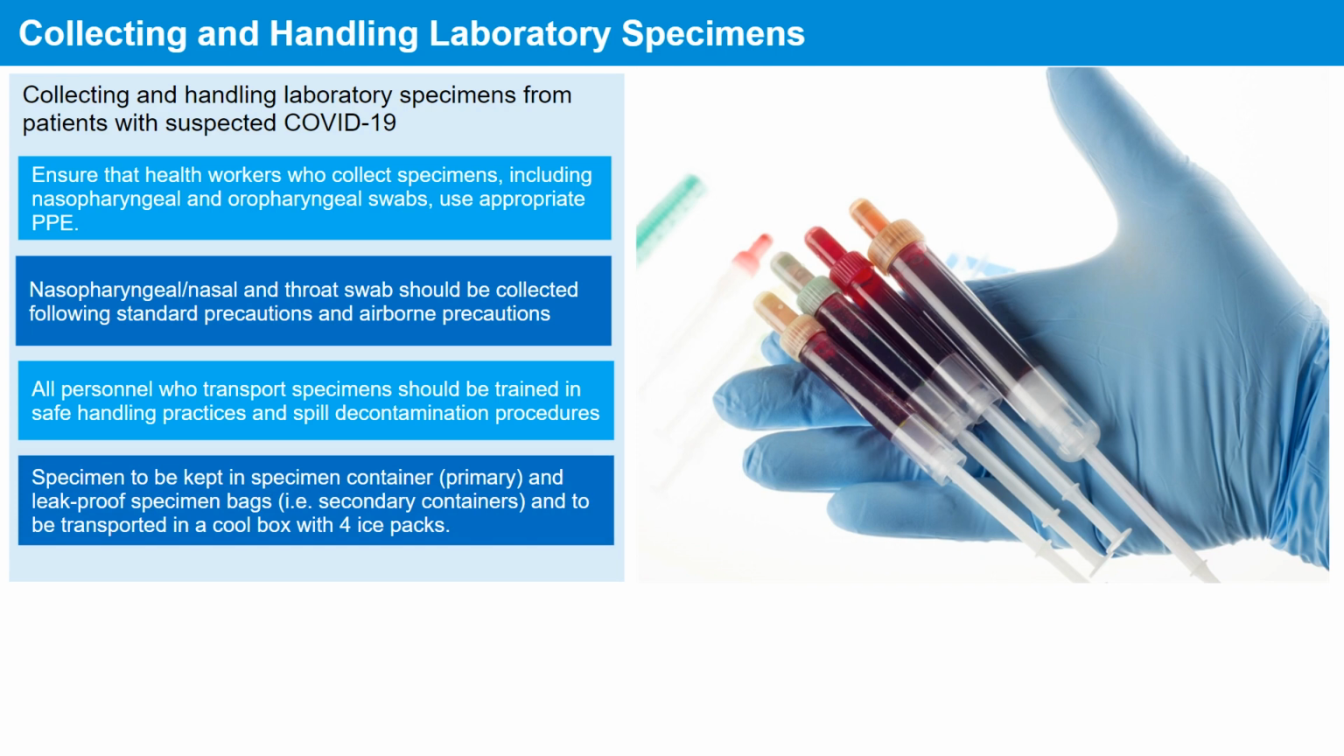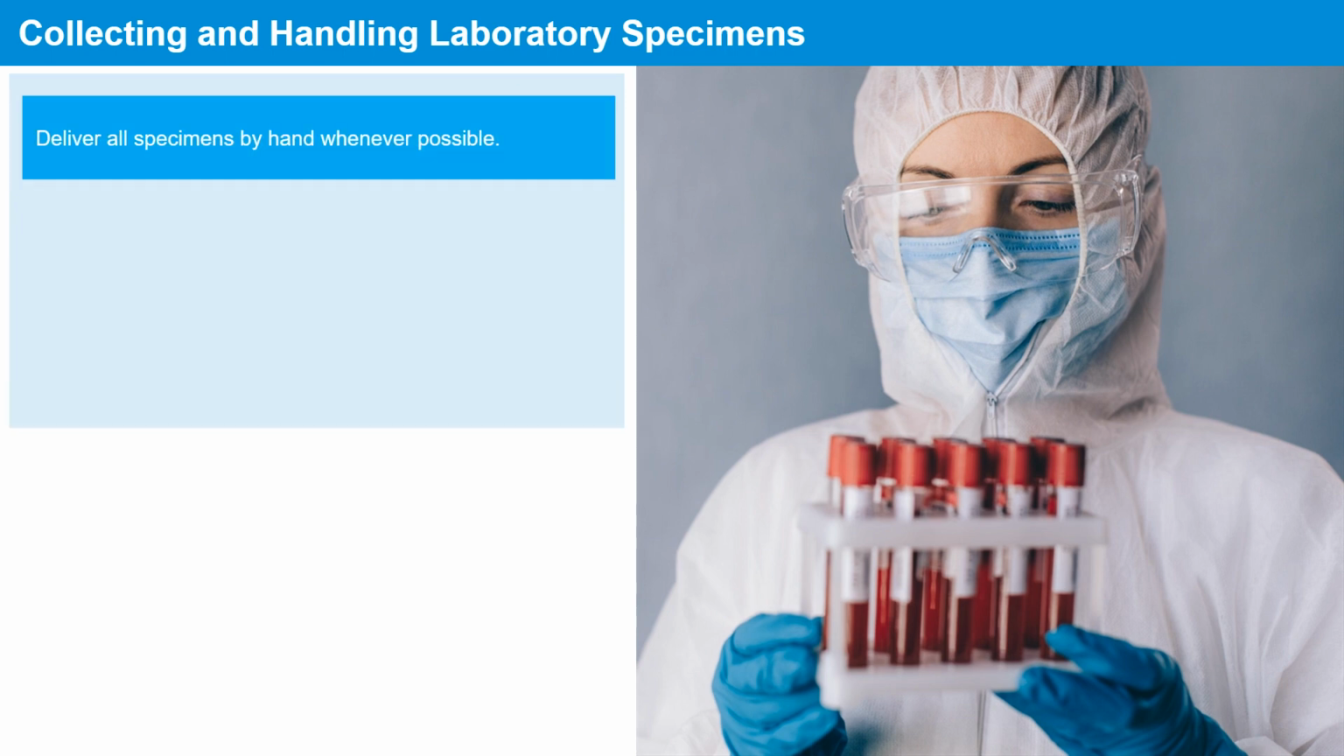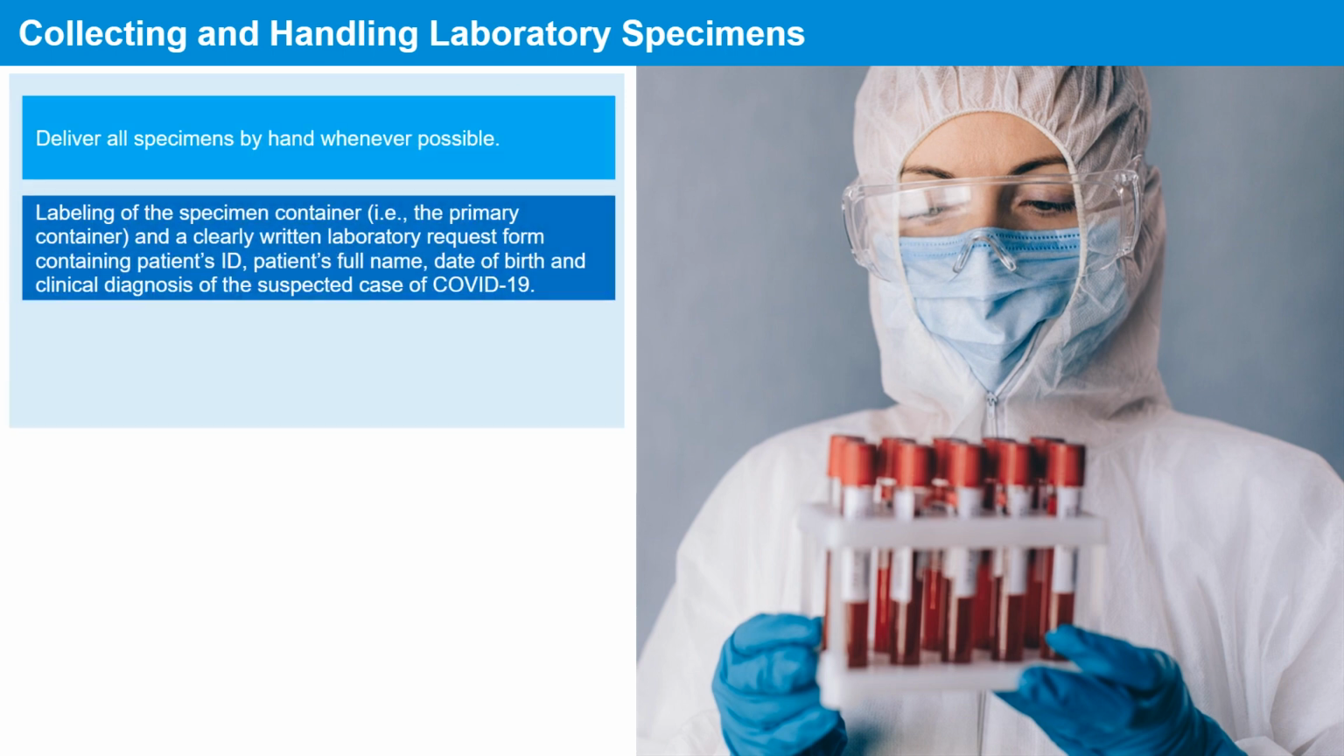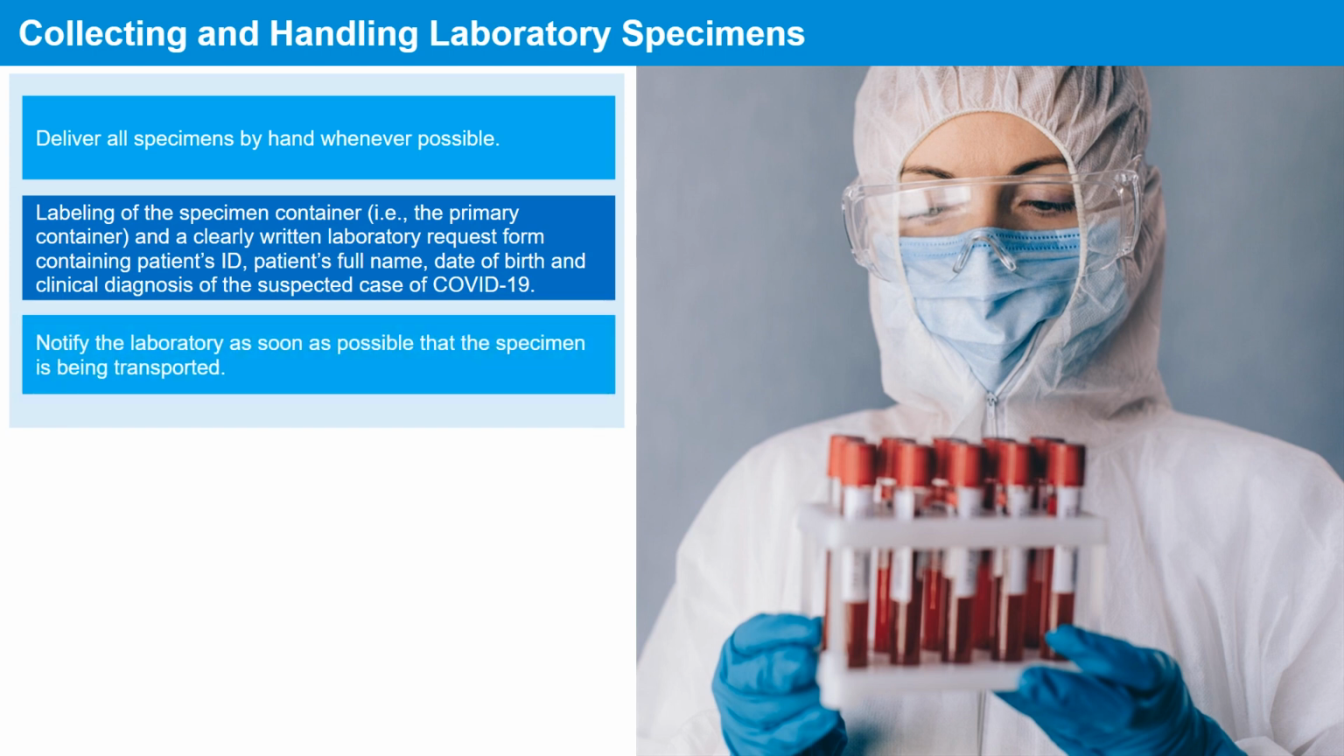Specimens are to be kept in a specimen container, the primary container, and leak-proof specimen bags, that is, secondary containers, and transported in a cool box with 4 ice packs. Deliver all specimens by hand whenever possible. Label the specimen container, that is, the primary container, and include a clearly written laboratory request form containing the patient's ID, full name, date of birth, and clinical diagnosis of the suspected case of COVID-19. Notify the laboratory as soon as possible that the specimen is being transported.